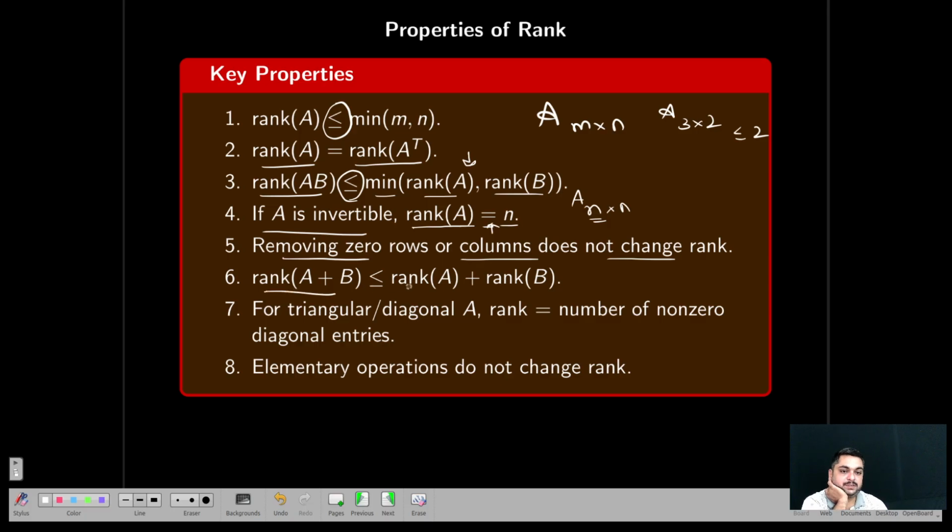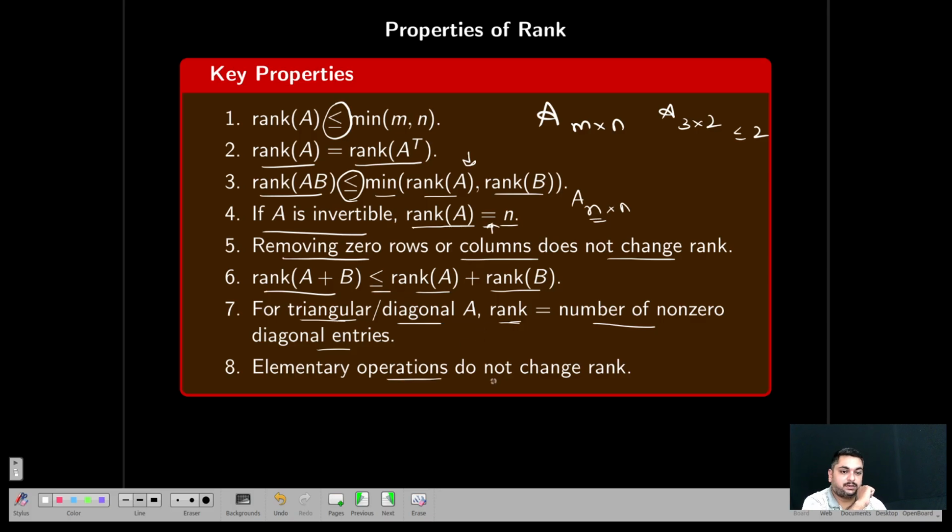Rank of A plus B is less than or equal to rank of A plus rank of B. For any triangular or diagonal matrix A, the rank is equal to the number of non-zero diagonal entries. It applies for both upper triangular and lower triangular matrices, and for a diagonal matrix. The rank will be equal to the number of non-zero diagonal entries. I am saying the count, not the sum. Trace is the sum, but here you count how many non-zero diagonal entries there are. That gives you the rank of that matrix.